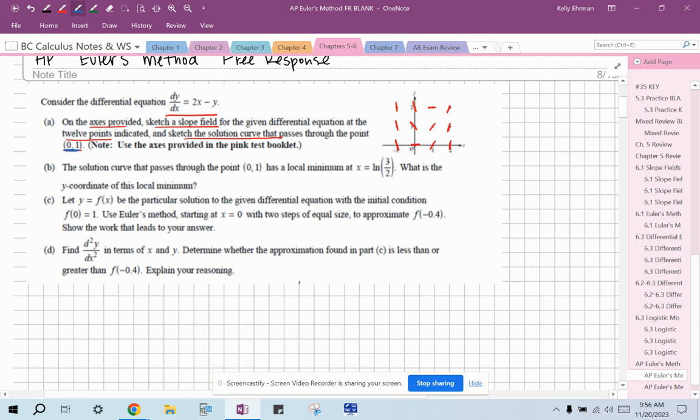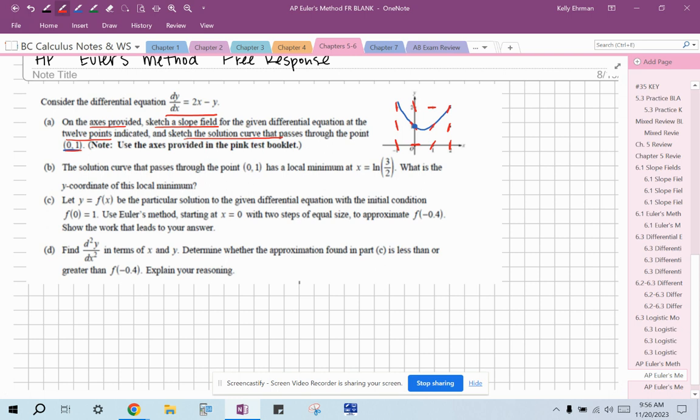And then remember to plot the point 0, 1. And just let the tangent slopes kind of guide you. You can even let your curve go through these other points. For a slope field, we don't know what is happening beyond this little range of 12 points. So do not put arrows on either end. You just connect the slope field like that.